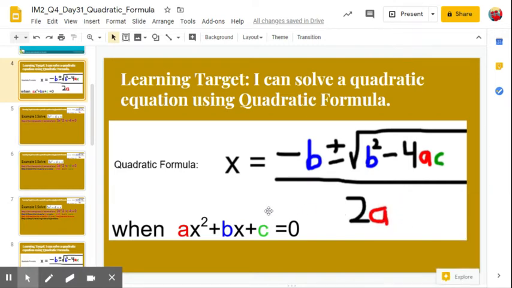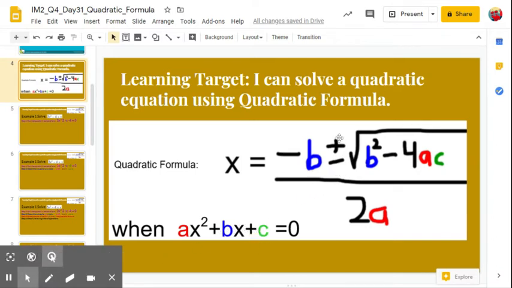So first off, you need to learn the formula. The quadratic formula is x equals the opposite of b, plus or minus the square root of b squared minus 4 times a times c, all over 2 times a. So remember your ABCs. When you have standard form, it's ax squared plus bx plus c equals 0. So a is the coefficient of x squared, b is the coefficient of x, and c is the constant, or the number.